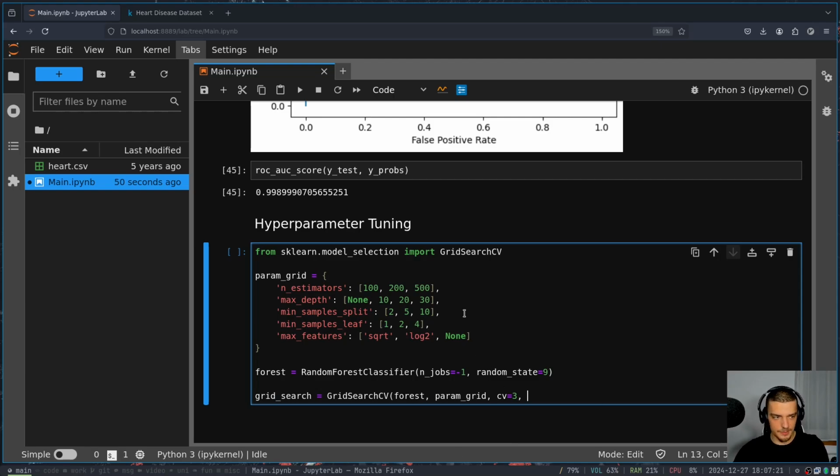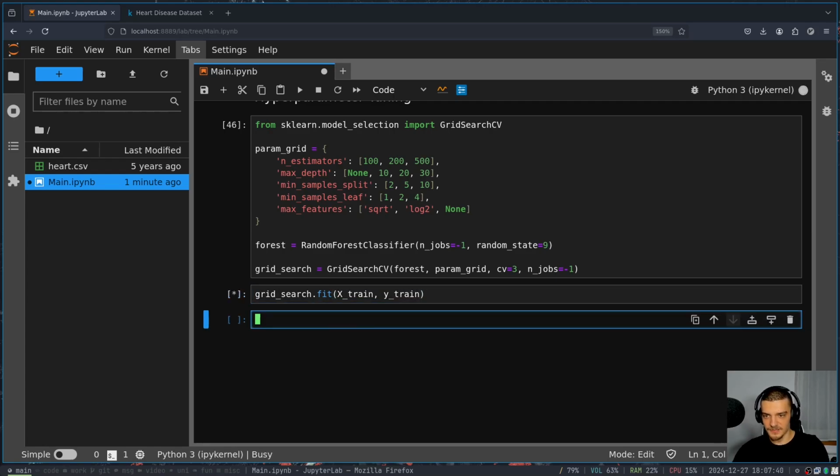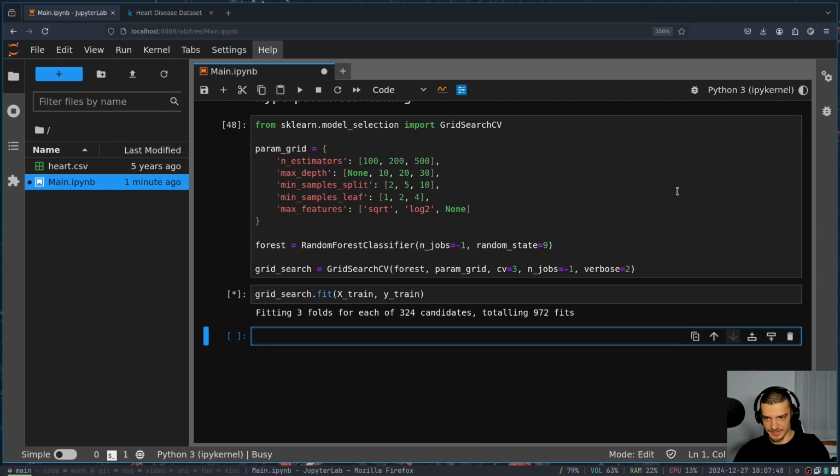So finally, what I want to do also is I want to say n_jobs=-1 here because I want to parallelize this process as well. And when I say grid_search.fit, and now I'm going to use X_train and y_train, I'm going to do all of this for multiple models. We can actually go ahead and say verbose=2 to get some more information.